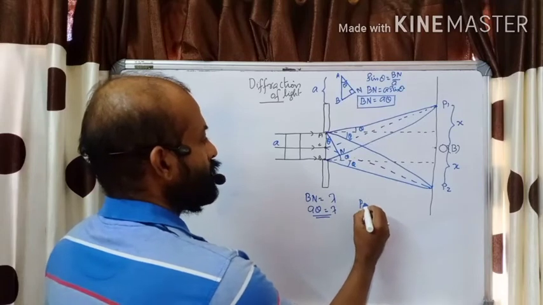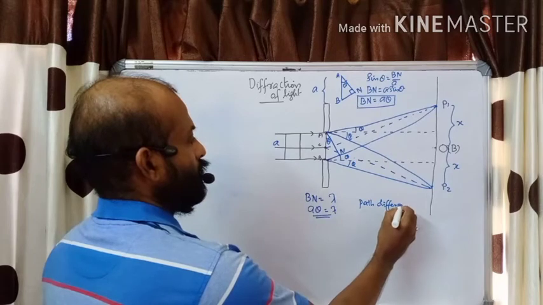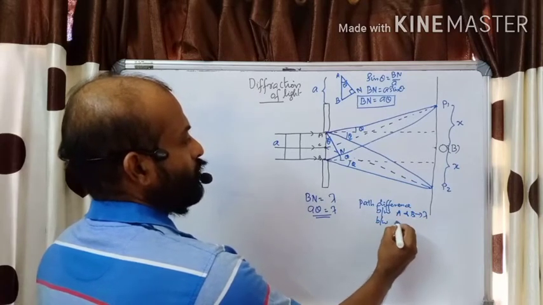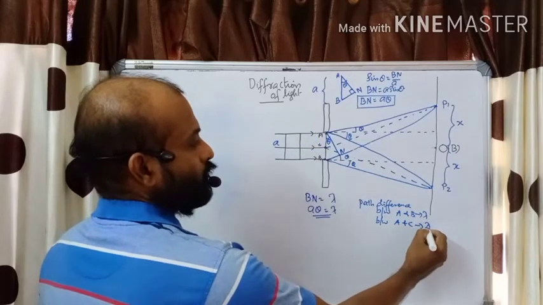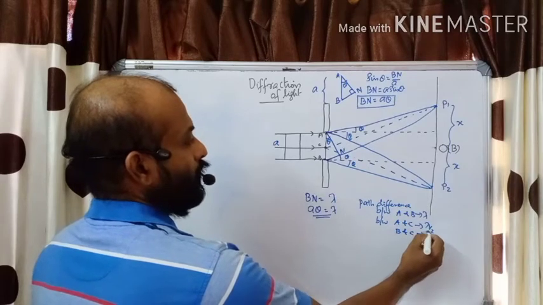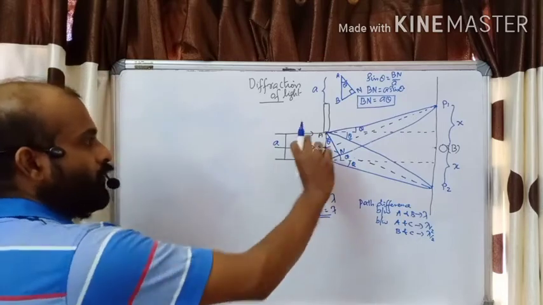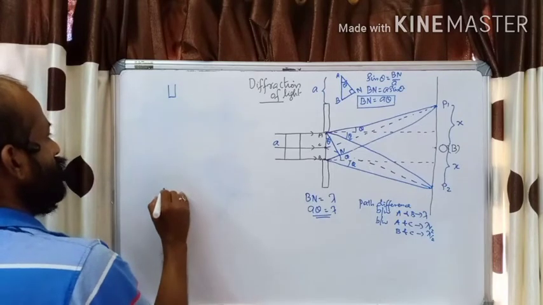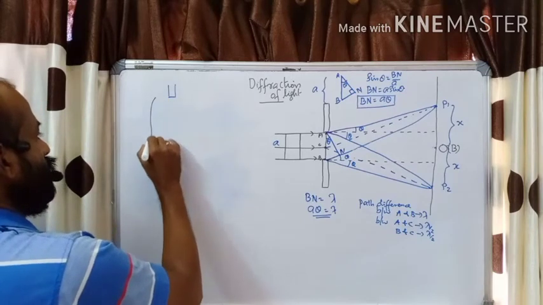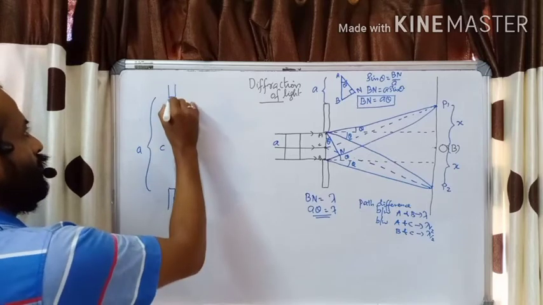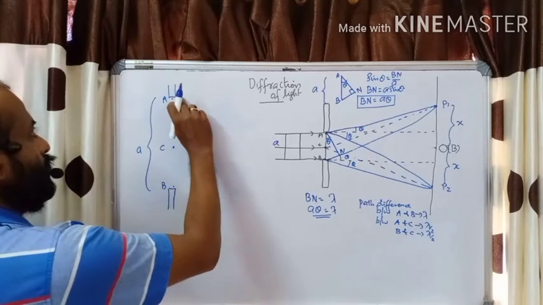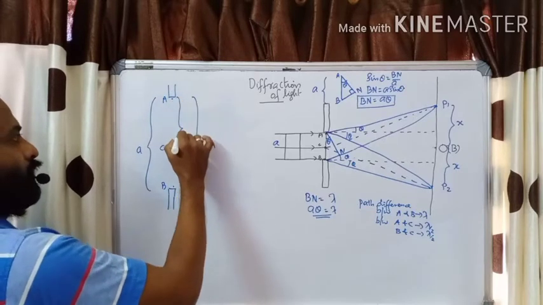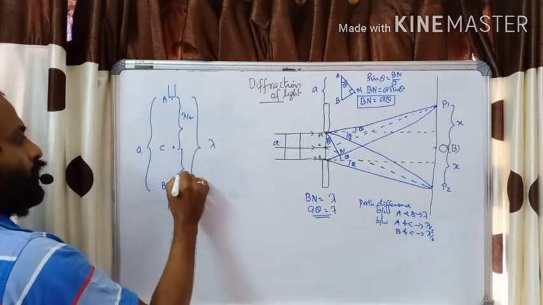So I can write the path difference between wavelets from A and B is lambda, then that between A and C will be lambda by 2. That between B and C also will be lambda by 2. Now we can draw this region once again separately, slightly bigger in size. So I just draw this slit portion separately in bigger size. This is a slit of small width. This is a point C, this point is A, this point is B. The path difference between wavelets from A and B is lambda. Then between A and C the path difference is lambda by 2. Here also lambda by 2.